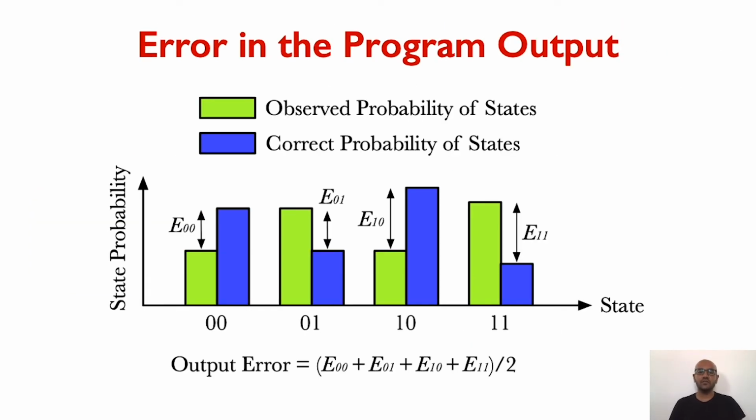Next, we look at how we define the error rate of the final output. So here the correct probabilities are shown in blue and the observed probabilities are shown in green. And we have a 2-qubit 4-state system: state 00, 01, 10, and 11. And their errors are calculated as shown here. So E00 error is the difference between the first blue bar and the first green bar, and E01, E10, and E11 are similarly calculated for all the bars. So the overall output error is the sum of all of these errors divided by 2.